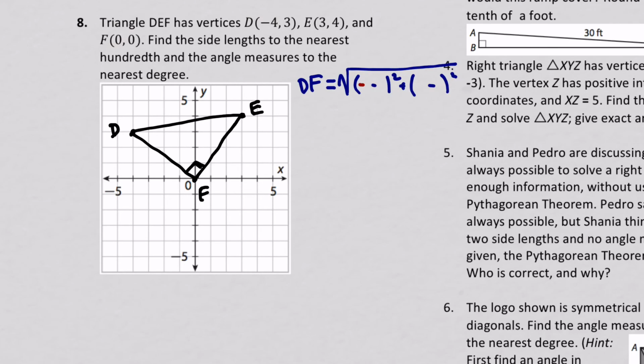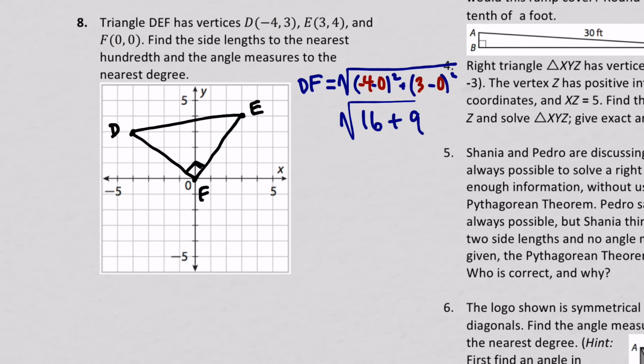-4, 0. And then the y values go here, again DF, that's 3, 0. And just simplify that. -4 minus 0 is -4. Square it, and that's 16. 3 minus 0 is 3. Square it, and that's 9.